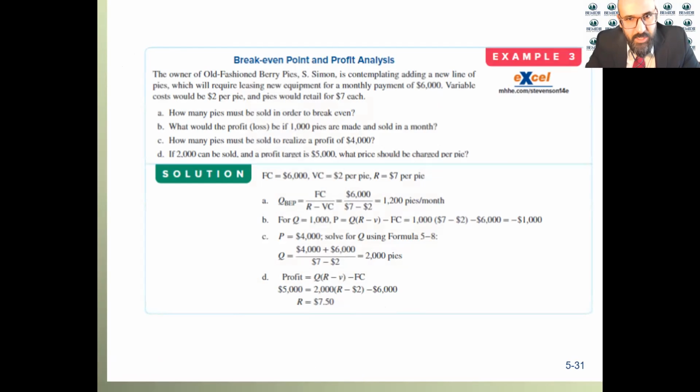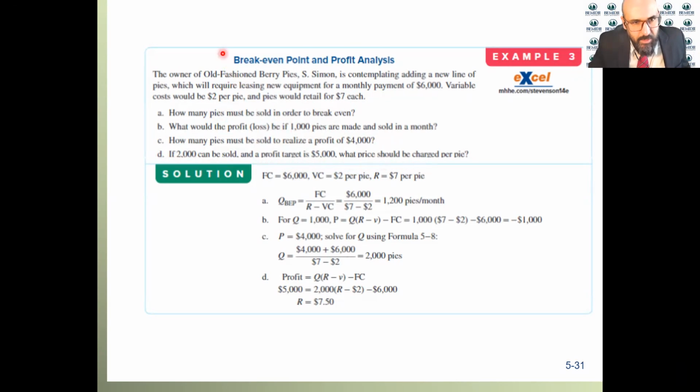So we have this example 3, which is: the owner of Old-Fashioned Berry Pies, Simon, is contemplating adding a new line of pies, which will require leasing new equipment for a monthly payment of $6,000. Variable cost would be $2 per pie, and pies would retail for $7 each. How many pies must be sold in order to break even? What would be the profit if 1,000 pies are sold in a month? How many pies must be sold to get a profit of $4,000? If 2,000 can be sold and the profit target is $5,000, what price should be charged per pie?